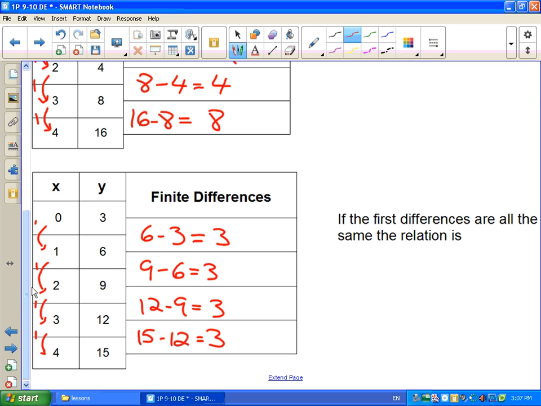In this case, all of our finite differences are exactly the same, so the relationship here is linear. So this gives us a way of figuring out if a relationship is linear or nonlinear without having to do the plot. We can calculate the finite differences and check to see if they're all the same.